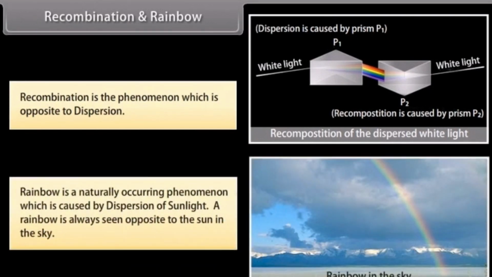We all love to see the lovely view of rainbow after the rains. It is a natural phenomenon which occurs as a result of dispersion. A rainbow is always seen opposite to the sun in the sky. During rain, water drops act as prisms for the sunlight. Water drops refract, disperse, and then internally reflect the sunlight to give the rainbow.